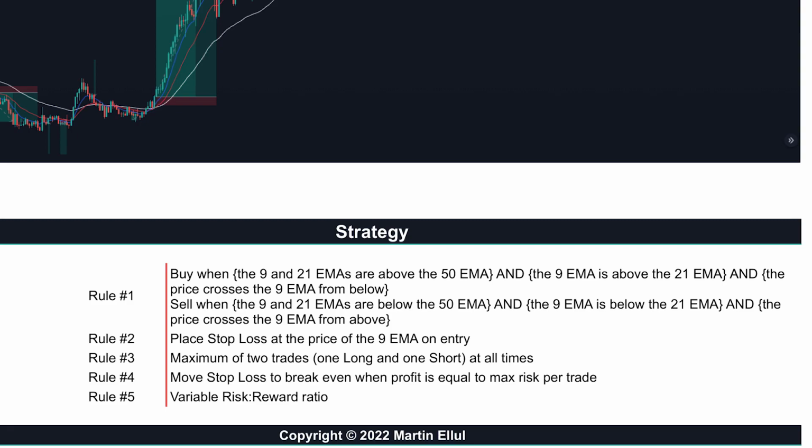So as you can see, it's a very trend following strategy. So I expect that on the longer time frame, it will yield pretty good results. So we place the stop loss at the price of the 9 EMA, and as soon as the open profit reaches the same amount that we're risking, which is 5% per trade, we move the stop loss to break even. And we exit when the price crosses the 9 EMA from below.